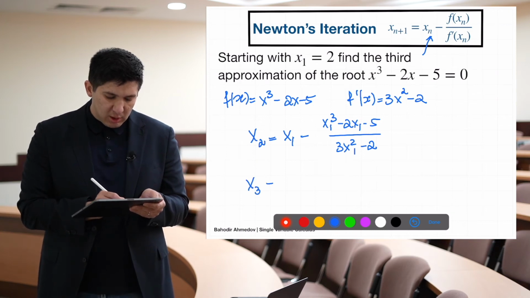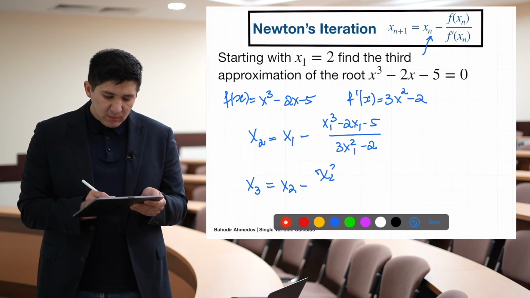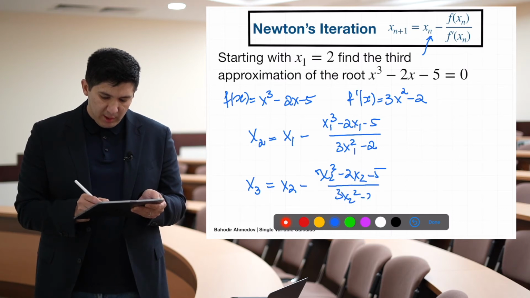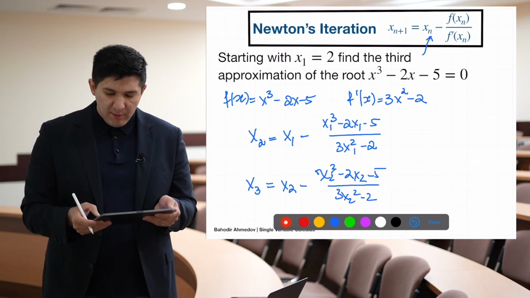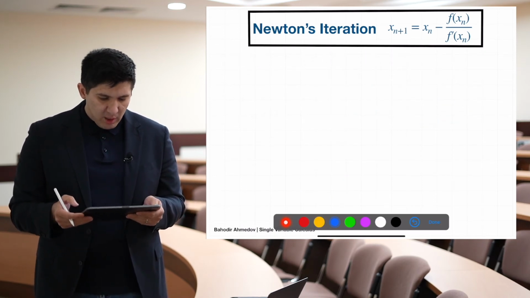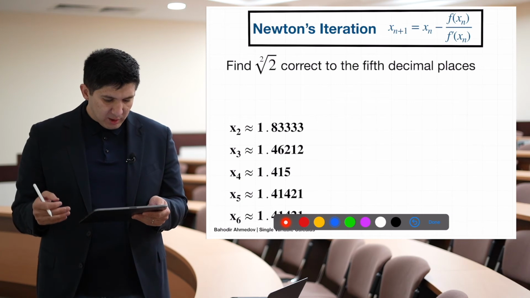Then I can find x3 by doing the same operation. So x3 is equal to x2 minus (x2 cubed minus 2x2 minus 5) divided by (3x2 squared minus 2), and so on. This is how we can find the approximations.